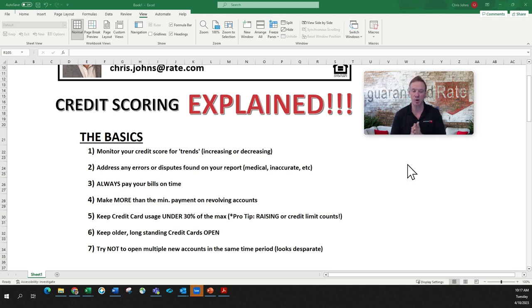Now, number six, we're going to talk about keeping older, long-standing accounts open. This is going to play into your credit history and the length of time you've been trusted with credit. So if you've got two credit cards and you opened one of them 9 years ago and the other one 9 months ago, and you really want to close one of them, most likely you're going to want to close the one that you've only had open for 9 months. Because that one that you've had for 9 years and have always made payments on time, that one's really helping your score. That's an engine for your boat.